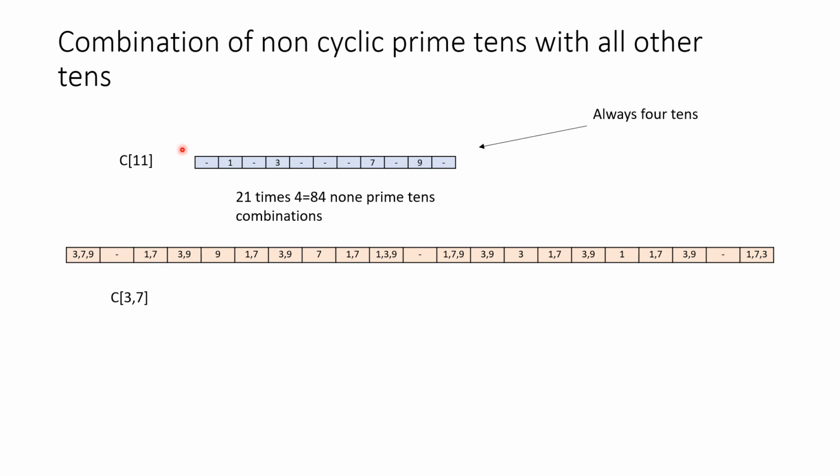So we always have 4 non-empty boxes, 4 tens that have a number. When the cycle of 11, for example, combines with the cycle of 3 and 7, these 4 non-empty boxes are going to combine with the 21 boxes of the cycle of 3 and 7 to form 84 non-prime 10 combinations. Okay?